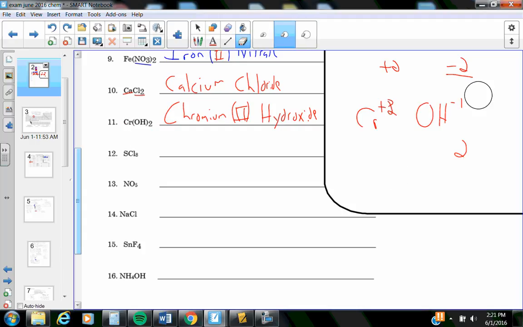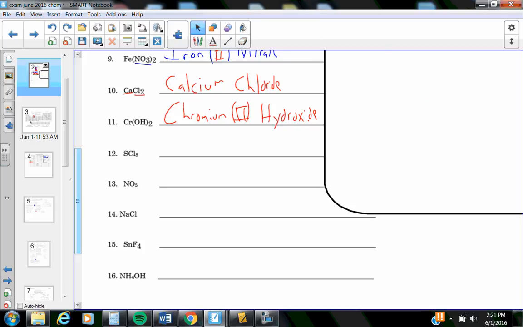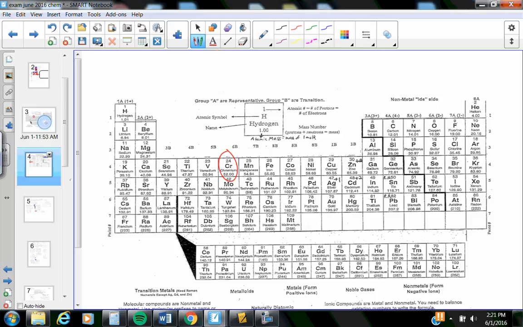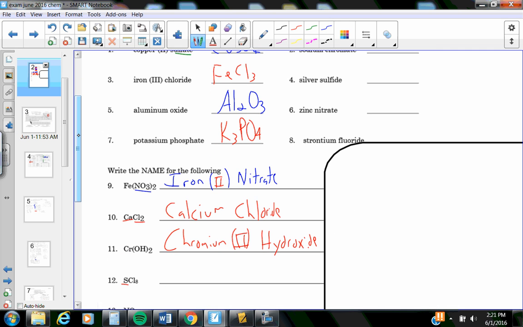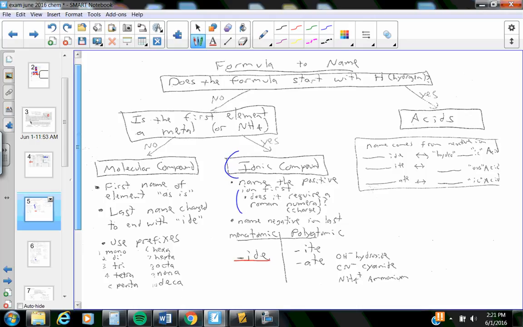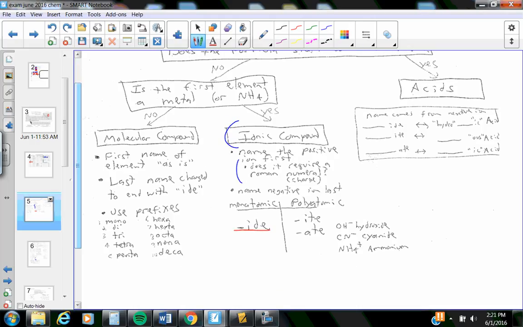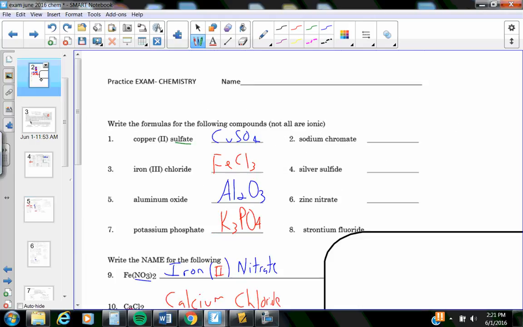Next one. Does it start with H? No. Does it start with a metal or a non-metal? This S is a non-metal. So let me go look at my little things where I'm trying to get from formula to name. Formula to name. Is the first element a metal? No. It's a molecular compound. The first name of the element as is. We are going to just leave it as is. And since it's a non-metal and its name is sulfur, we're simply going to call it sulfur.